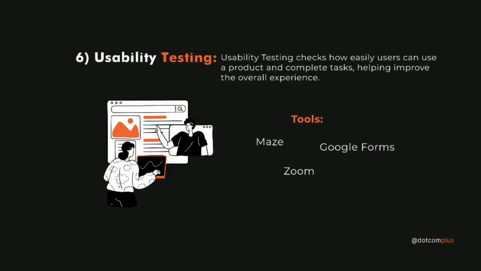The sixth step is usability testing. It checks how easily users can use a product and complete tasks, helping improve the overall experience. We can test the app using tools like Maze, Google Forms, or live Zoom calls to observe user reactions.